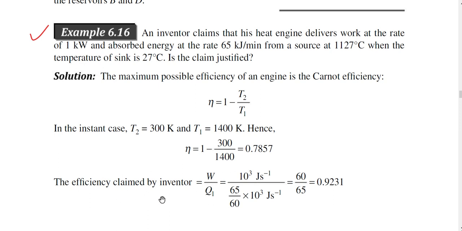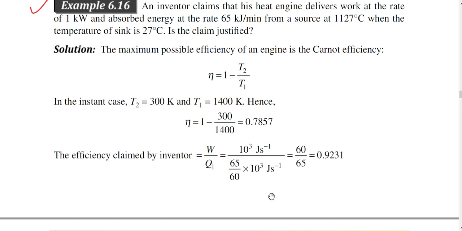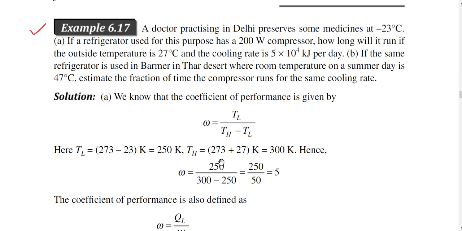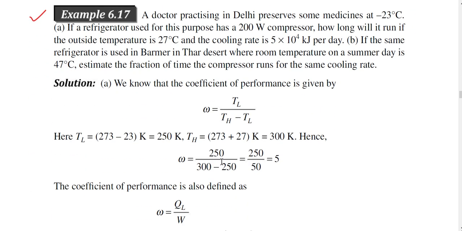So from that data, it appears that the efficiency of the engine is 0.92, and it is greater than the efficiency of the Carnot engine. But we have already read in the text that there is no engine whose efficiency is greater than the Carnot engine. So this particular claim, that is this energy data, is not true. This claim is not justified as per the second law of thermodynamics.